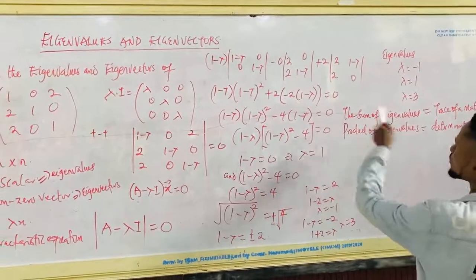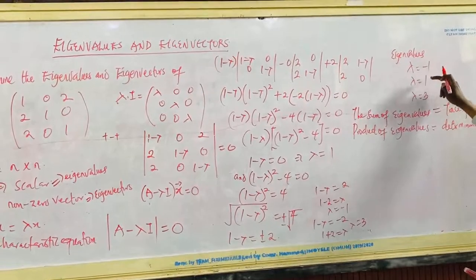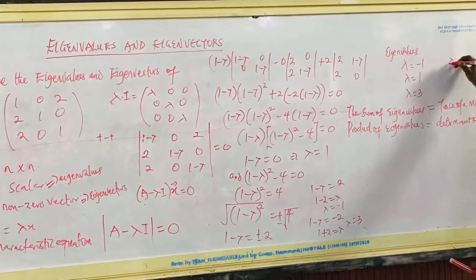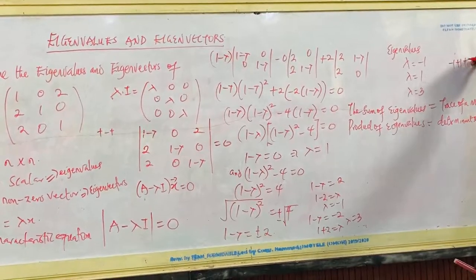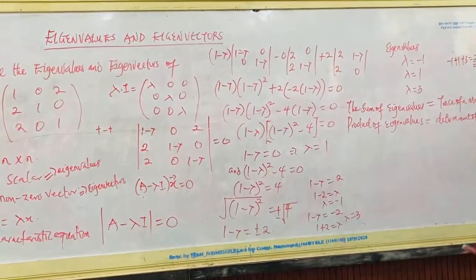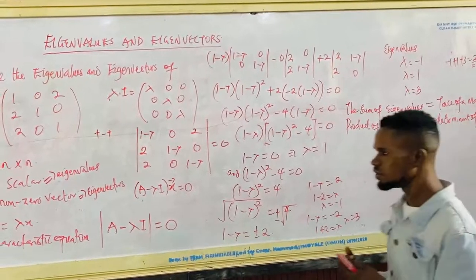Now let's just check for the sum of the eigenvalues. Look at the eigenvalues. What is the sum? Lambda 1 plus lambda 2 plus lambda 3. That's minus 1 plus 1 plus 3. What is the answer? That's 3. That means the trace of the matrix should be what? Should be 3.